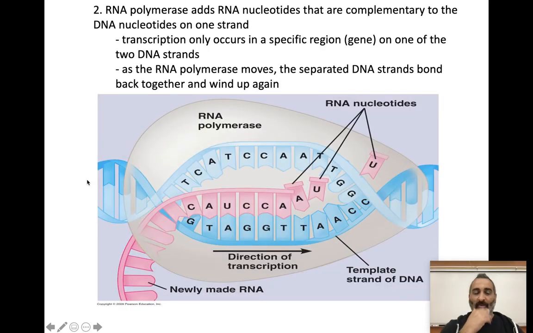Step two. This is making that picture bigger. This is RNA polymerase. It moves along the DNA, and as it moves along, it breaks these hydrogen bonds holding DNA together. As it moves along, it adds complementary bases. It adds complementary RNA nucleotides, not DNA nucleotides. As it moves along, the previous regions reattach themselves, and then the RNA starts peeling off of it.